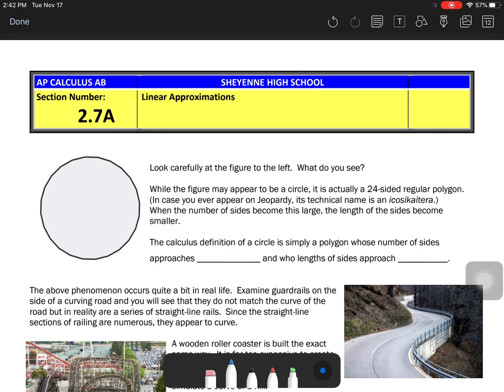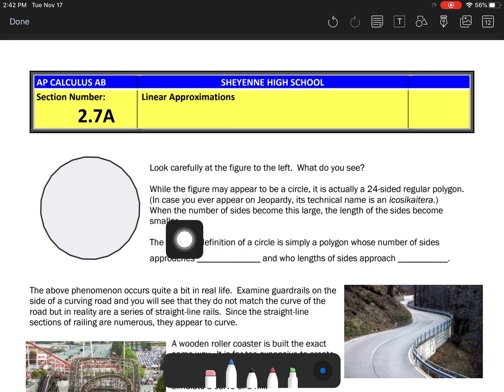So it says, look carefully at the figure to the left. What do you see? If you don't look too closely, it basically looks like a circle. However, if you look a little closer, you might notice that there are actually little line segments, 24 line segments, making it a 24-sided regular polygon.